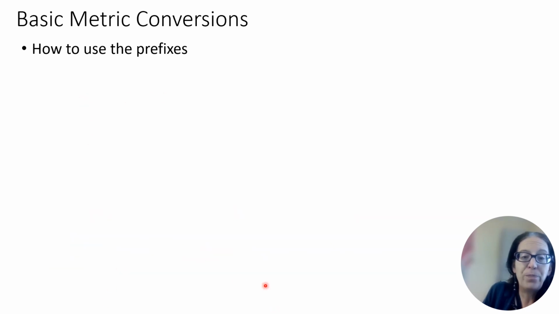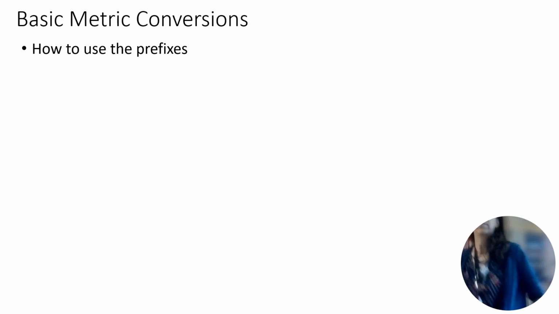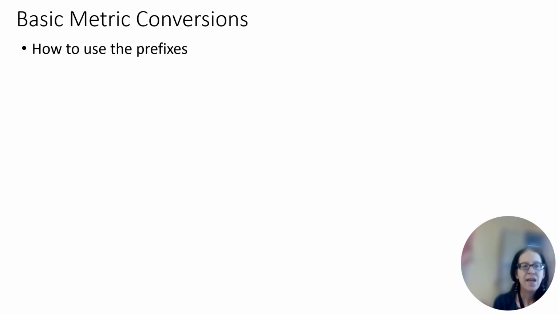Okay, so basic metric conversions here. This was a bit of an issue when we covered it. There was a lot of getting stuff wrong because of it. So I wanted to go over the prefixes, and you've probably noticed there are certain prefixes that come up a lot, and they're the ones that are the multiples of 3. That's your engineering notation.